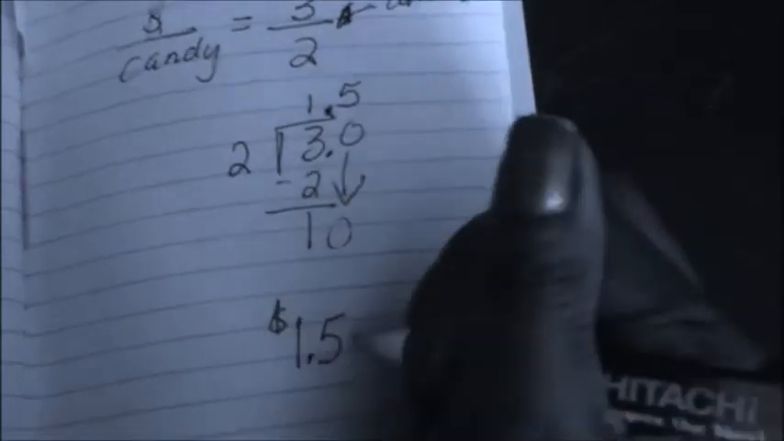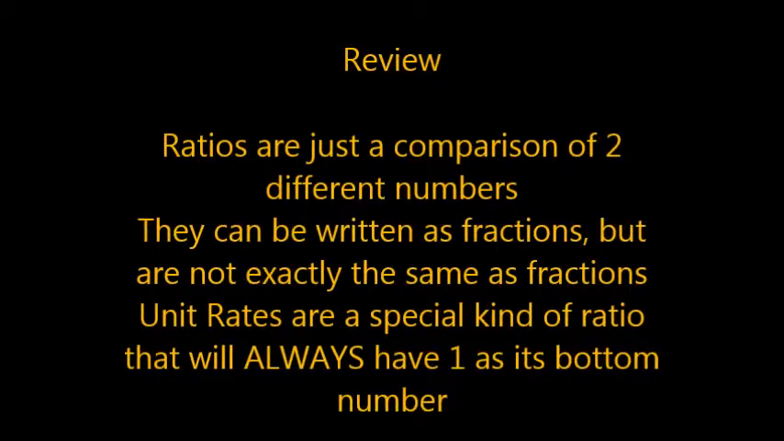And so you have it. 1 candy bar will cost $1.50. This is your unit rate. So let's review. Ratios are just comparisons of 2 different numbers. They can be written as fractions but are a little bit different than fractions. And unit rates are a special kind of ratio.